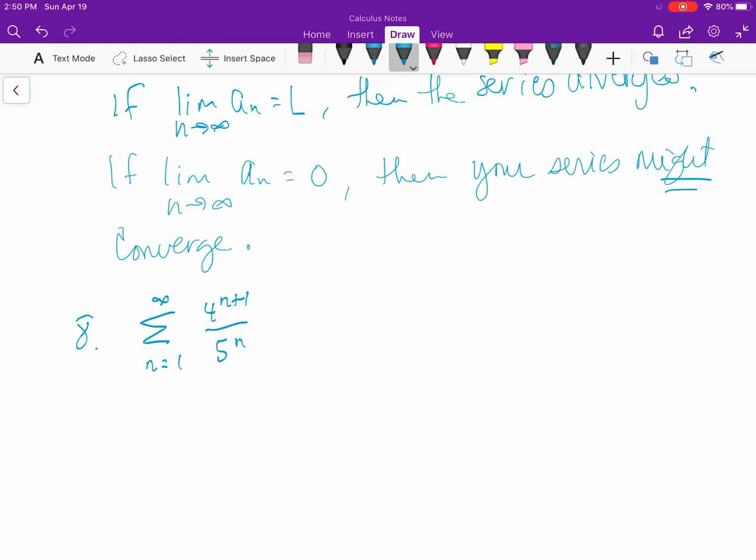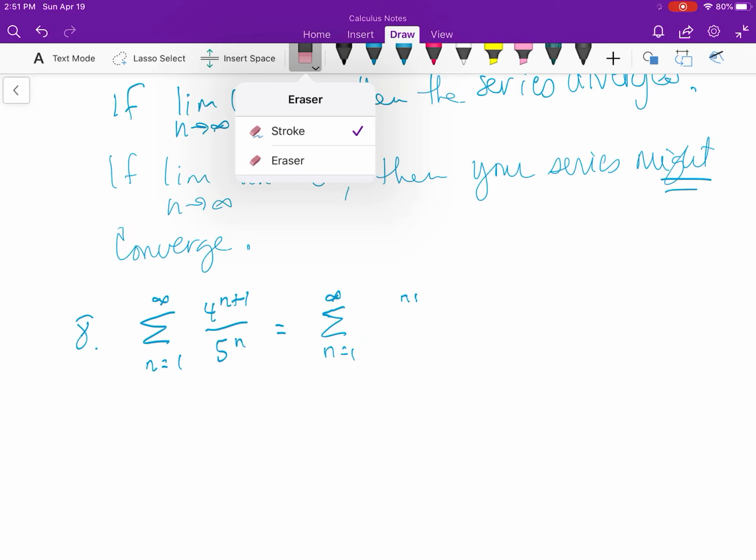So if you get something like number 8 from your 9.2 homework, the summation n equals 1 to infinity of 4 to the n plus 1 over 5 to the n, and they want you to determine whether the series converges or diverges and justify your answer, what I would do is notice it looks very much like a geometric series. So I'm going to start manipulating this to see what kind of series I have. It starts with 1, so this is going to have to be n minus 1.